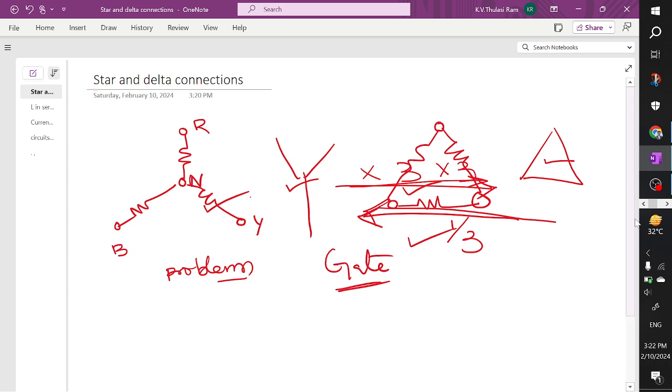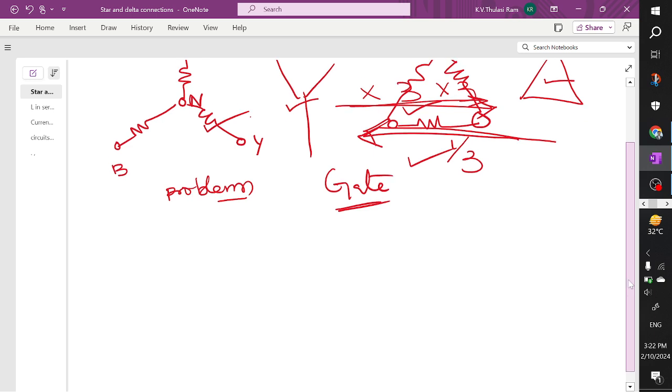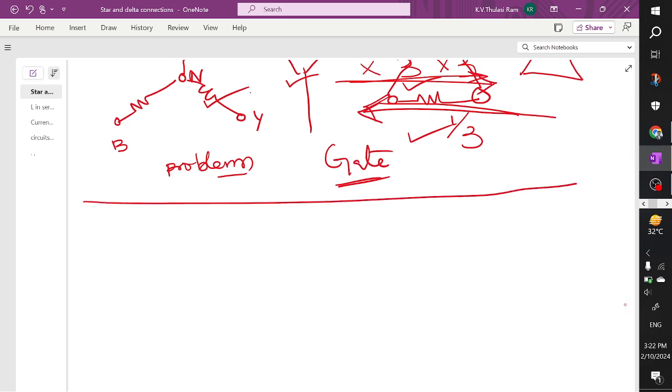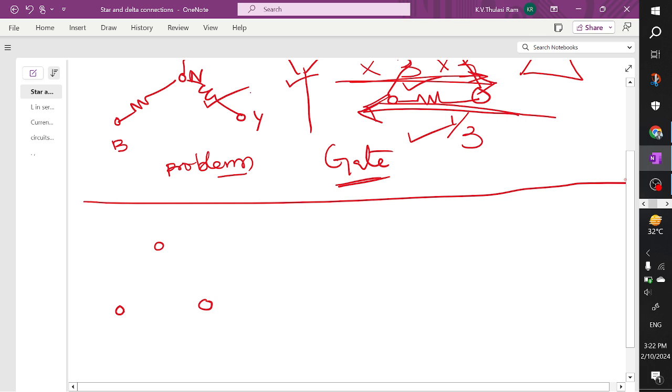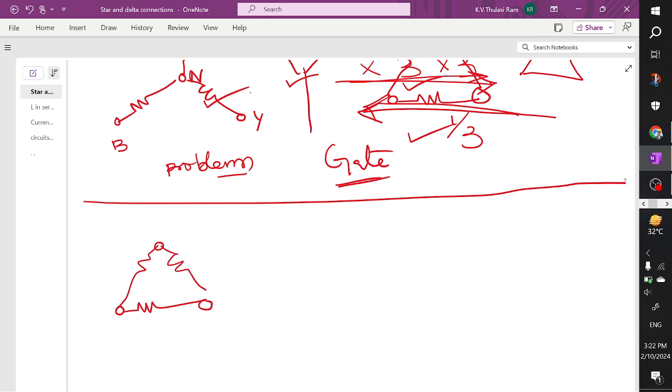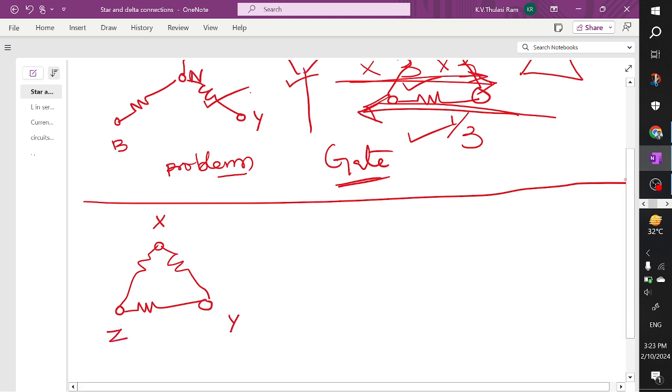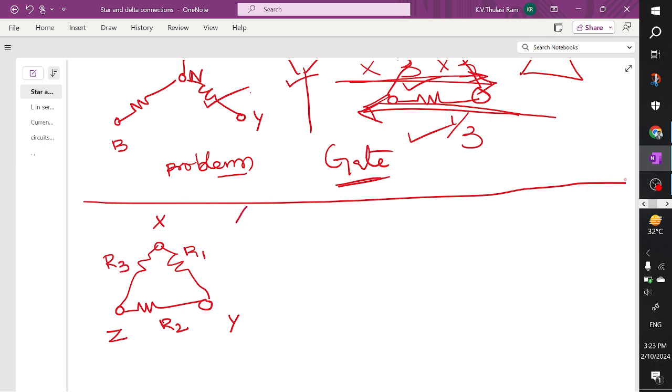For example, let us try to do some problems, so you can have a better experience. Let's try to learn the first conversion. Let's take a delta network now. So I'm having 3 terminals. I'm marking the terminals like this, 1, 2, 3, and for our convenience I'm marking these as X, Y, Z, and the given values are R1, R2, R3. Now we are learning how to convert a delta network into a star network.